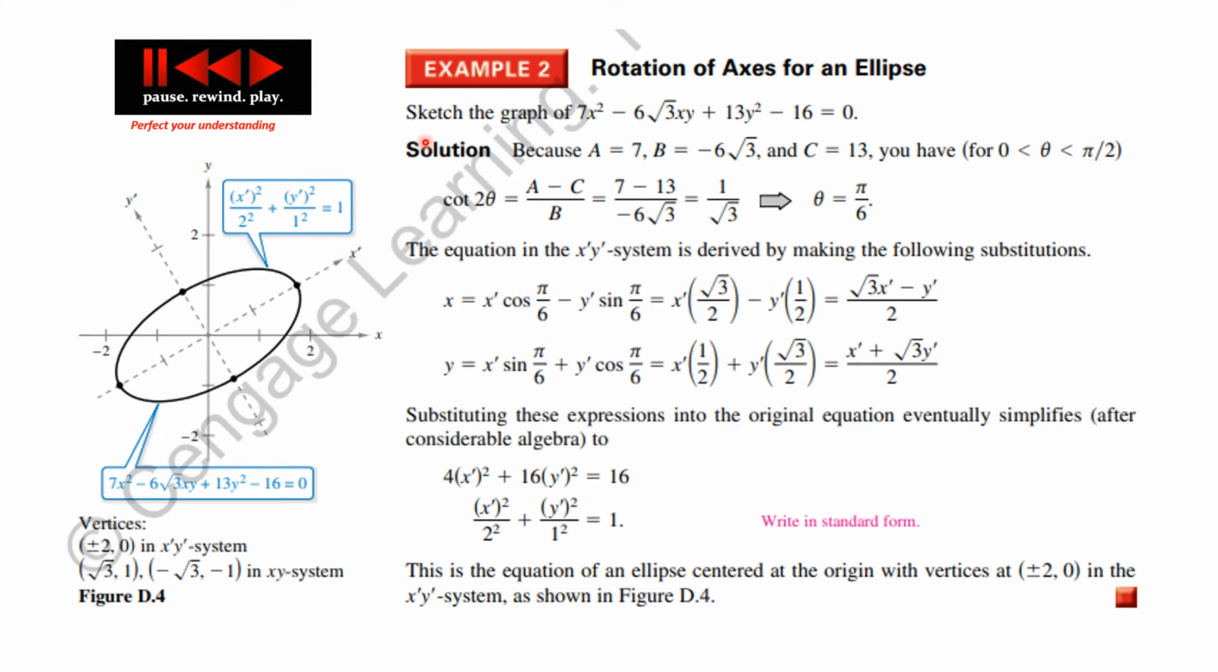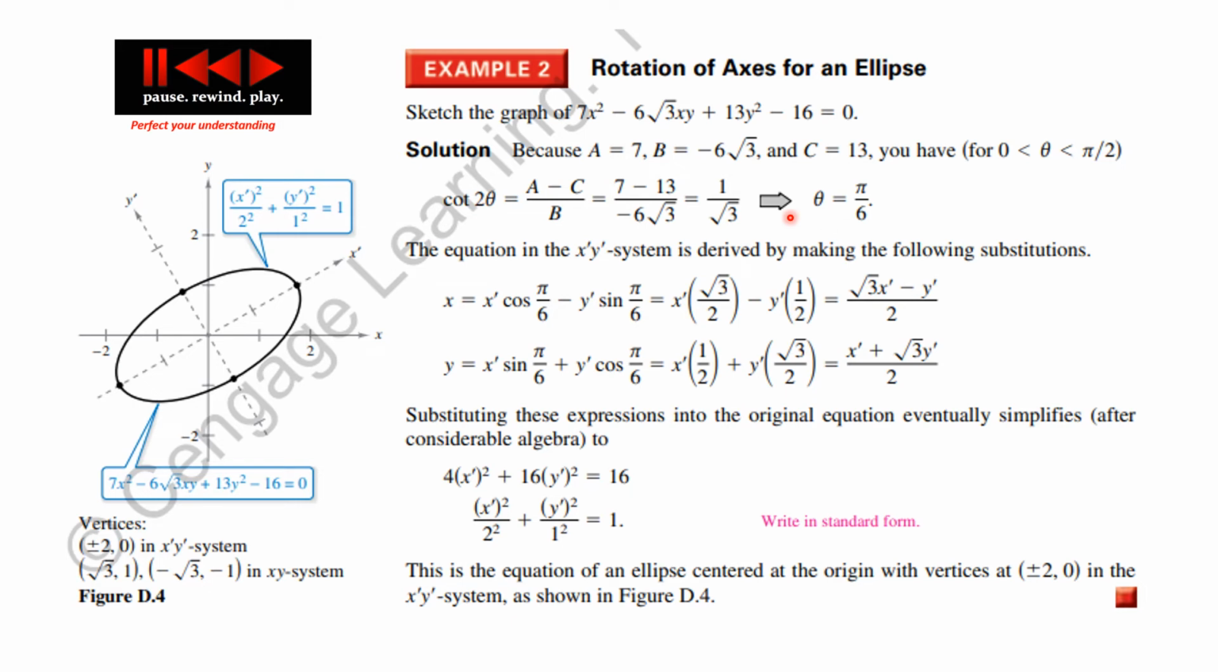Here's another example, and again you should really try to do these examples. Sketch the graph of 7x squared minus 6 square root of 3 xy, again you see you've got a term that you really don't like so much, plus 13y squared minus 16. Okay, we know we're seeking an angle where cotangent of 2 theta is (A minus C) over B. So we do that calculation here, and we get that the cotangent of 2 theta is 1 over the square root of 3. Now we draw a triangle, and you should do this, but that will tell us that theta is equal to pi over 6.